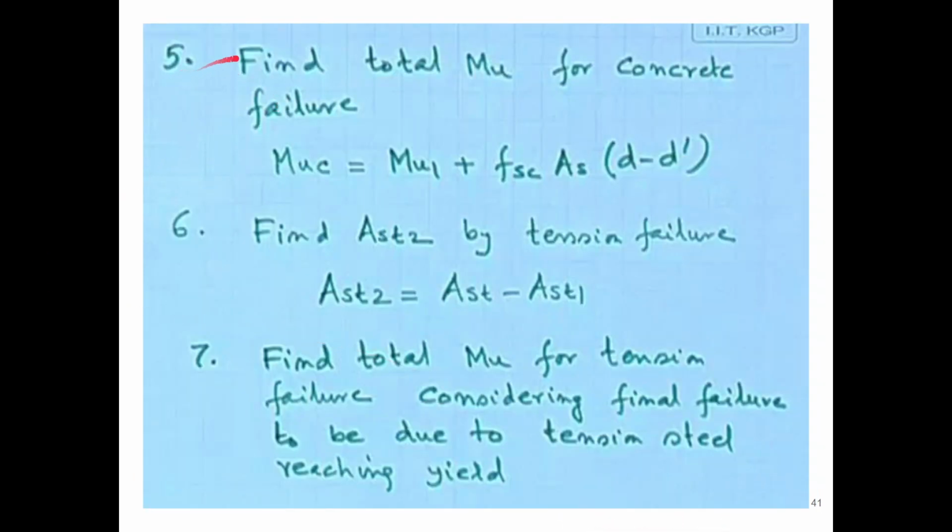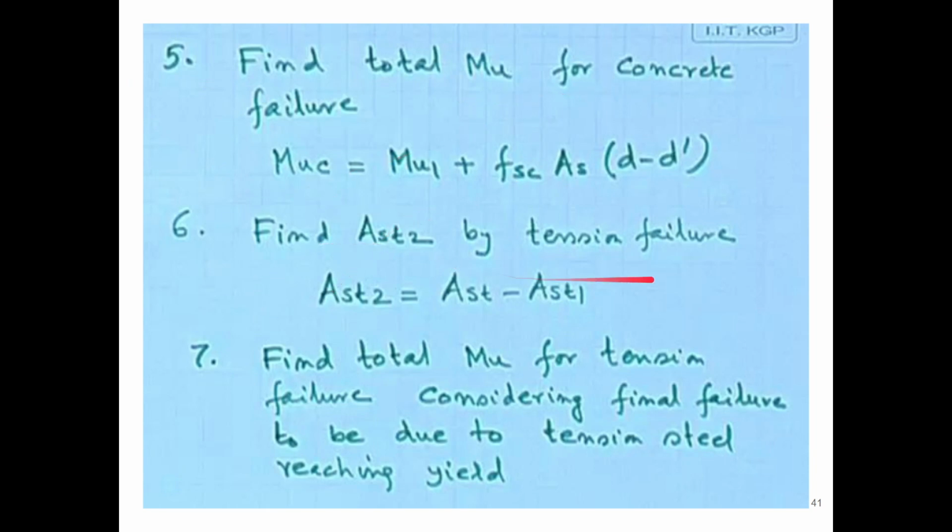After that, we try to find the total Mu for concrete failure, which is Muc equal to Mu1 plus FSC ASC into d minus d prime. Mu1 is basically the same for the concrete as well as steel, right? Because it is under limiting condition. This value is the additional moment carrying capacity for the doubly reinforced section. So this is the total Mu for concrete failure.